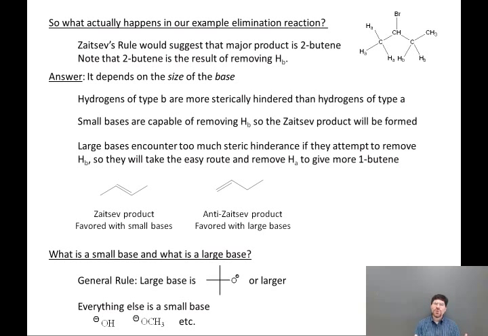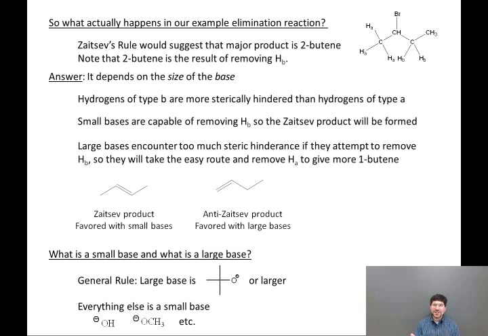We'll see in a subsequent lesson that water is also going to be in this category of being a small base, because we're going to need to use it as a base in certain reactions. So in these cases, where you have a smaller base, you're going to get more of the Zaitsev product. Now, you're never going to get 100 to nothing.